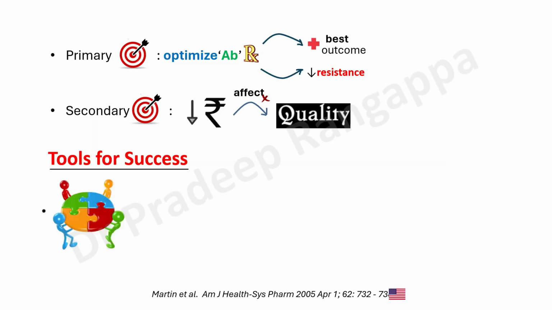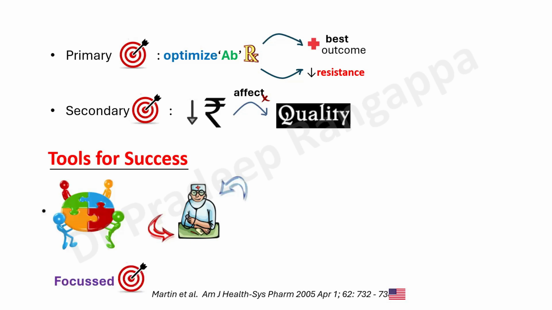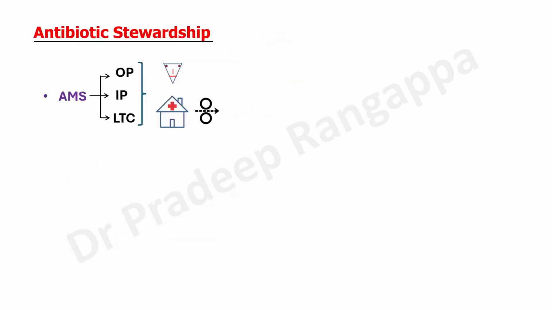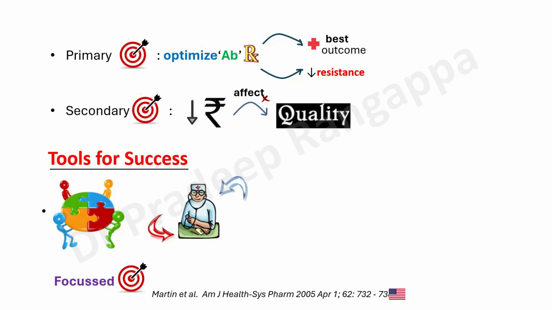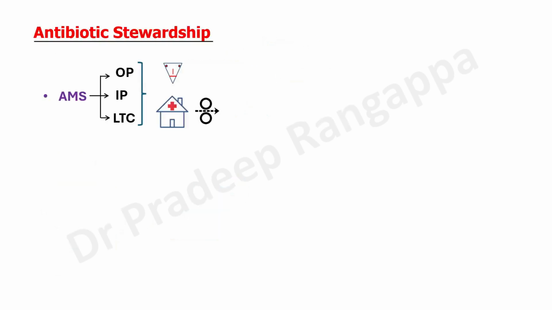And the tool for success of antimicrobial stewardship is teamwork, and it is important to have a feedback process for the clinicians, on whether they're using the right appropriate antibiotics, and to calibrate and titrate the treatment with a focused, targeted therapy. These are the key tenets for the success of antimicrobial stewardship. And when we talk about antibiotic stewardship, AMS is antimicrobial stewardship. It is not limited to only ICU. It applies to outpatients, to inpatients, and even to long-term care centers.